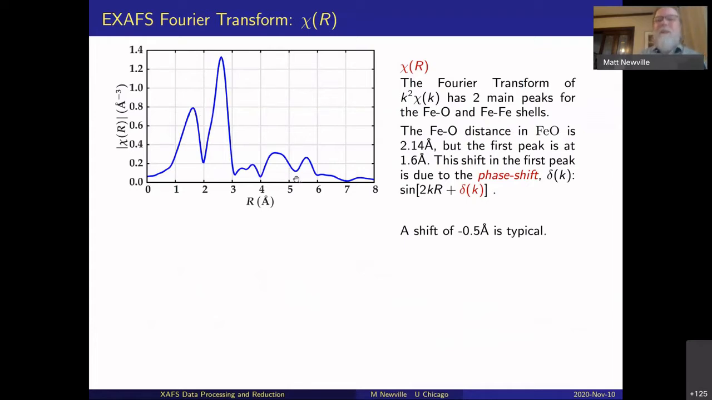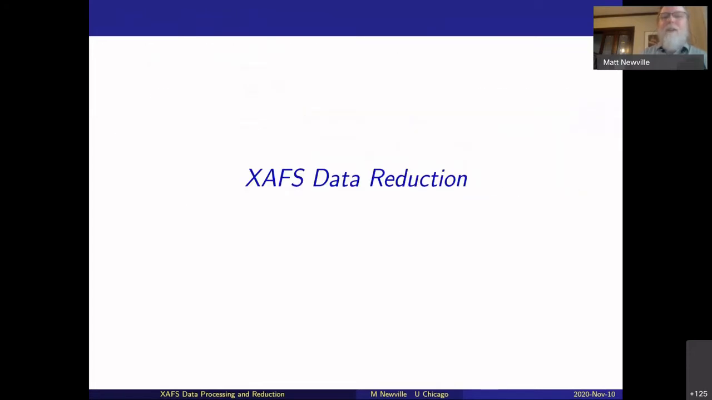But that's because we have this phase shift, delta. So we don't have sine of 2kr, we have sine of 2kr plus delta. A phase shift of 0.5 is typical. In fact, I'm doing okay on time, I think, so I might even go back to that. Let me go back. Sorry. Here, that's what I wanted.